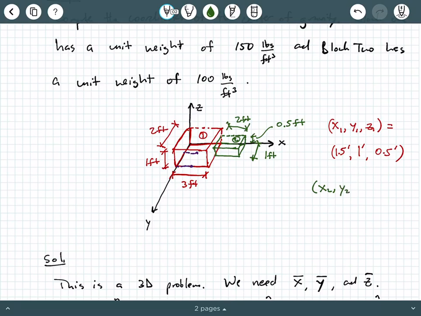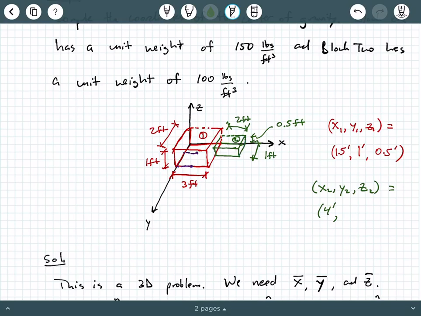Okay. What about block 2? We got x2 comma y2 comma z2. And what are the coordinates of block 2? Just look at the green block right now. In the x direction, we have a 2-foot dimension, okay? So is x2 1 foot? No. Is it 2 feet? No. You got to measure it back from the origin. Remember that. You still got to reference the origin. So what is the x coordinate of block 2? Well, it's going to be 3 feet plus half of this distance. So it's 4 feet.